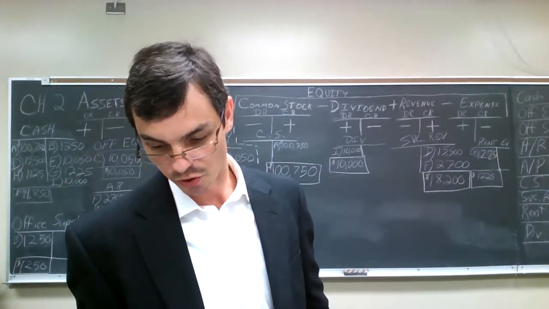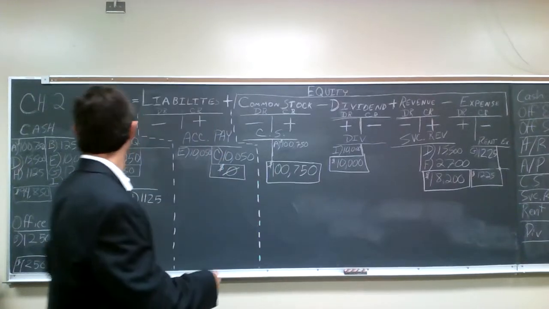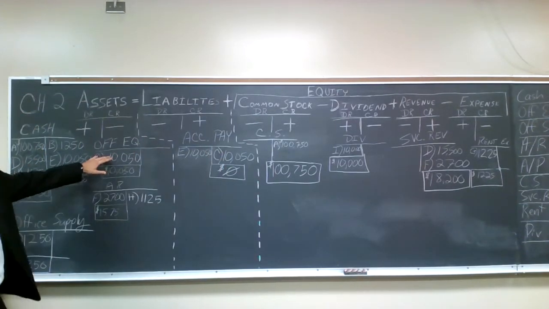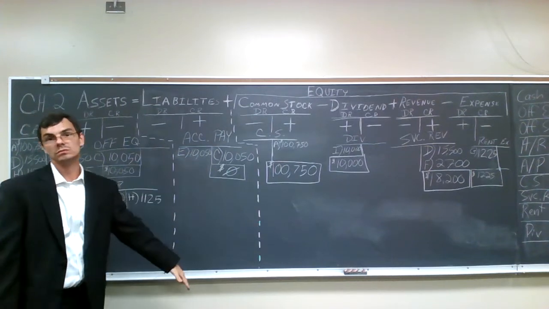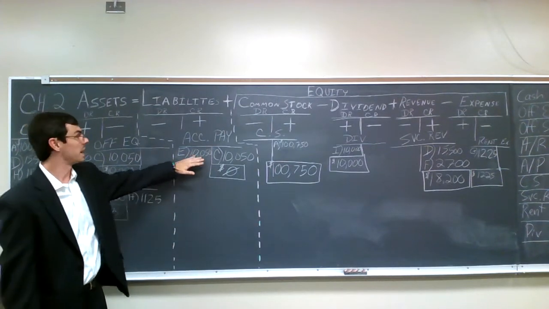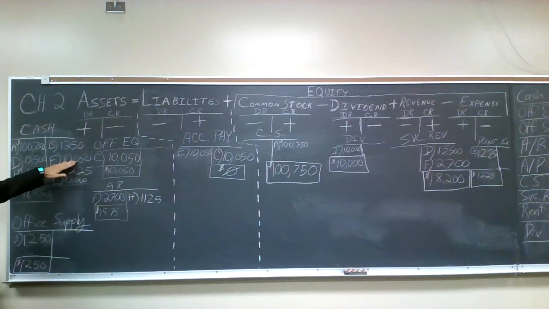Followed by that is the company paid $10,050 in cash to settle the payable for the office equipment purchased in transaction C. So we'll go back to C where we purchased this office equipment and we had our payable. Well, now we're going to erase this payable. We're paying this off, and we'll take out the cash for it.